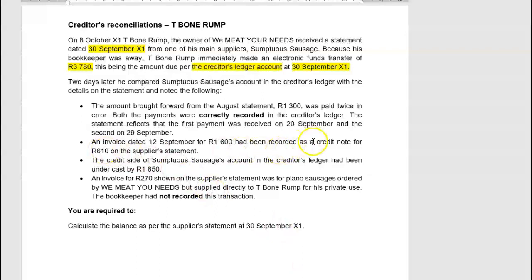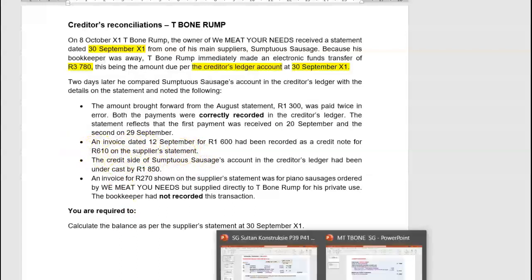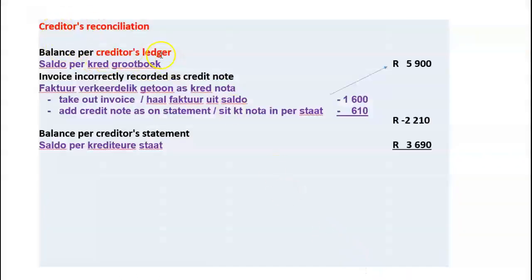Then the second part of the sentence says, what did he do? Well, the creditor posted a credit note on the statement of 610 Rand. Now, we are not going to make the same mistake in our books. But as long as that credit note is lying on the statement, which is not reflected anywhere in our books, it will cause a difference between the ledger balance and the statement balance. So if we want to make the ledger balance the same as the statement balance, we must ask ourselves, what did the credit note do to the statement balance?